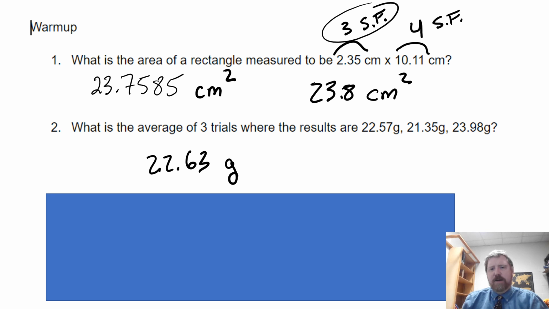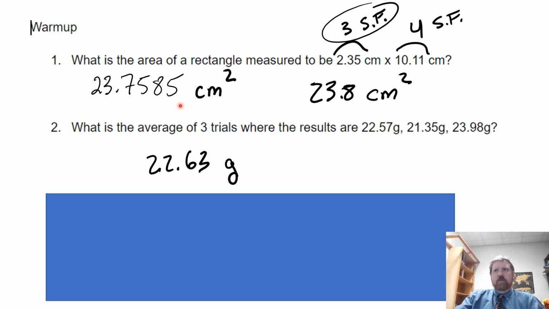We have 2.35, we have 10.11, and if it's area, we're multiplying length times width, and we get the area. And so in our calculator, we take this number, we multiply it by that number, and we get our result. Okay, cool.